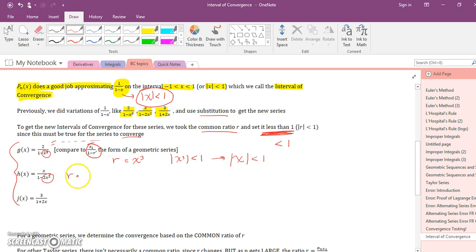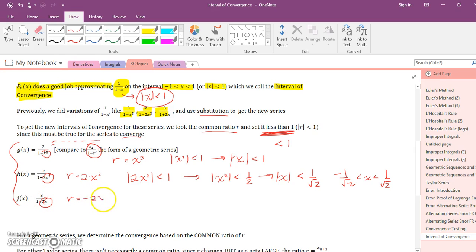Here, my common ratio is 2x squared. So I'm going to take my ratio and set it less than 1. Solve for x. x squared is less than a half, and |x| is less than 1 over the square root of 2. If you want to write it more like an interval, it was like that. This is very similar to what we're going to be doing with intervals of convergence, it's just going to be a little more involved than this. And here we saw that the ratio is negative 2x, so I set its absolute value less than 1. The negative doesn't really matter, and I divide each side by 2, and I get that.